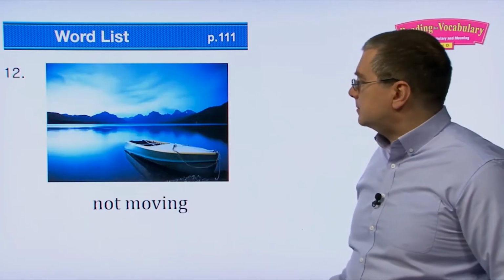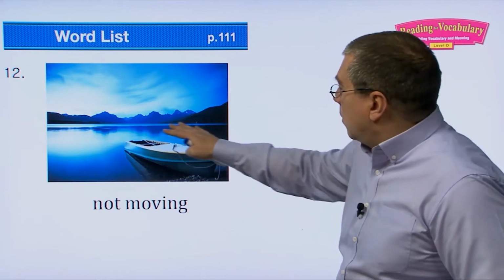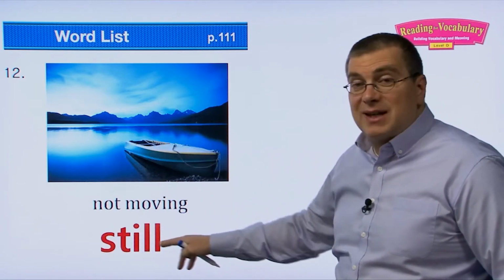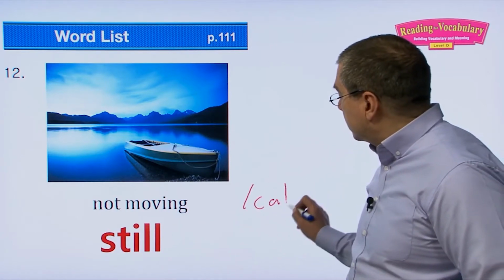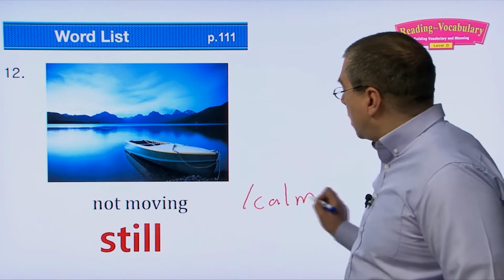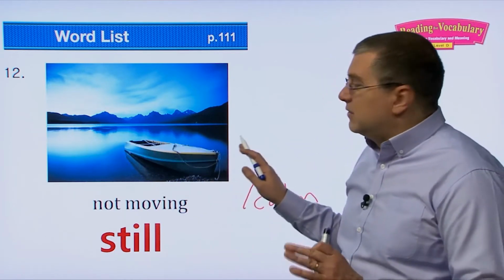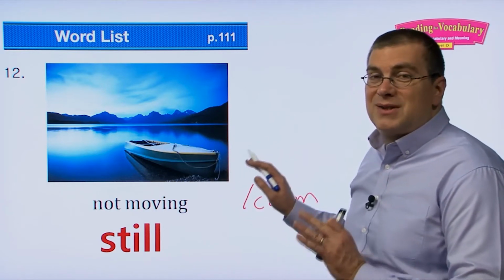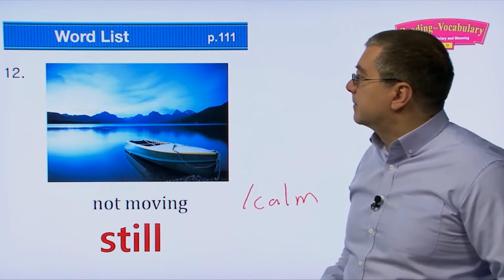Okay, next one. Not moving. So this lake, the water in this lake is what? It is very still. Still, we can also say calm. Still or calm. Calm means there's no motion, right? This is very peaceful, calm. The water is still, no movement, okay? It's a very beautiful picture.